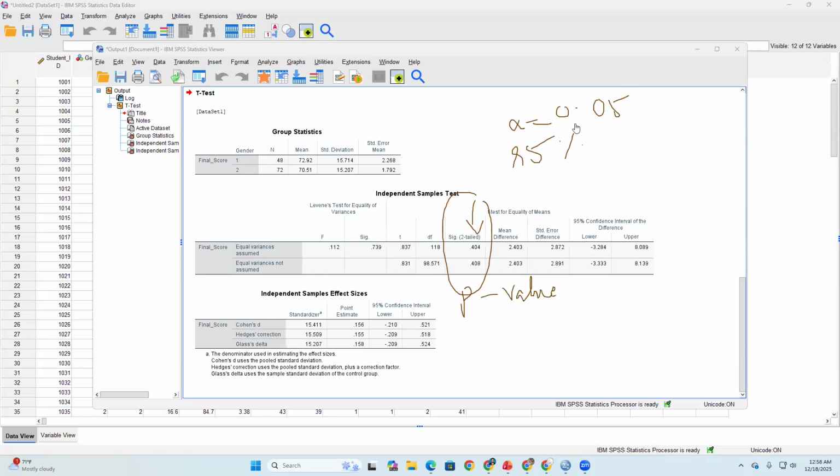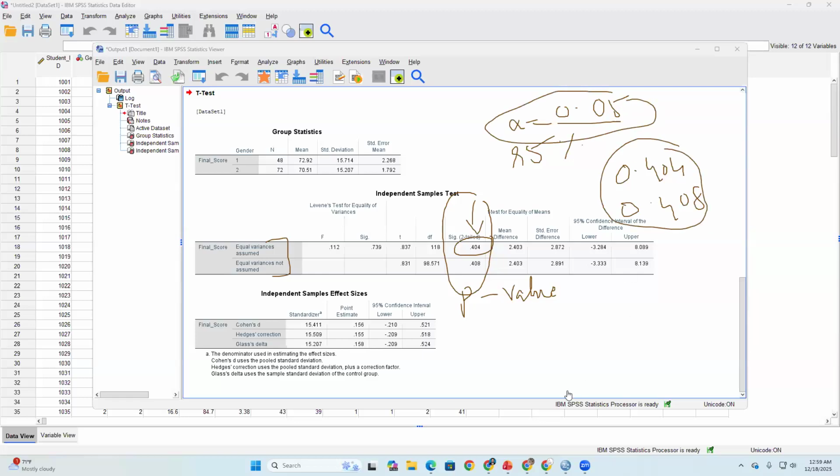So your alpha is 0.05, and your obtained result is 0.404. There are two conditions. I will explain these conditions later, but this is the most important aspect. So you have obtained two p-values. One is 0.04, one is 0.408, right? Are they greater or smaller than alpha?